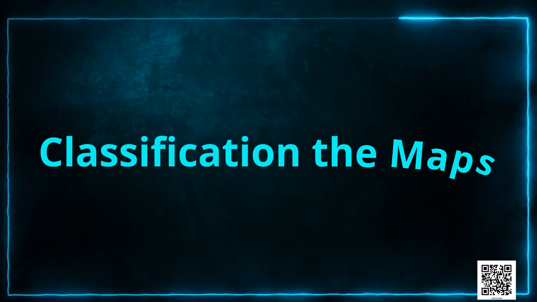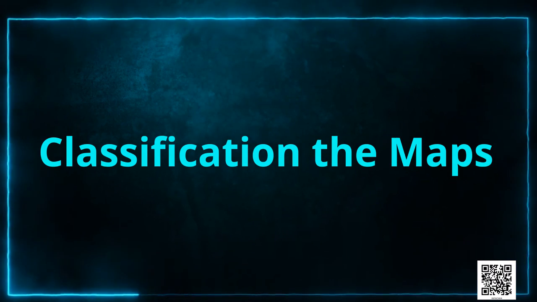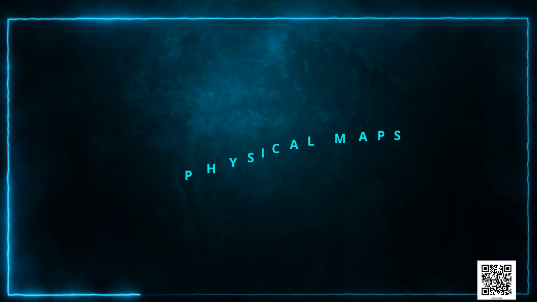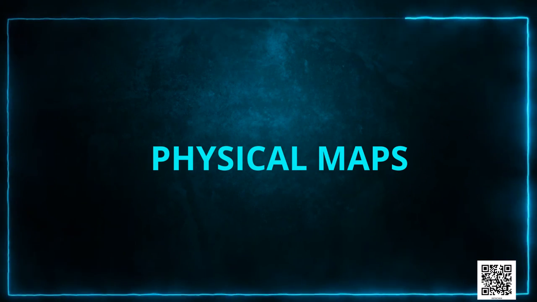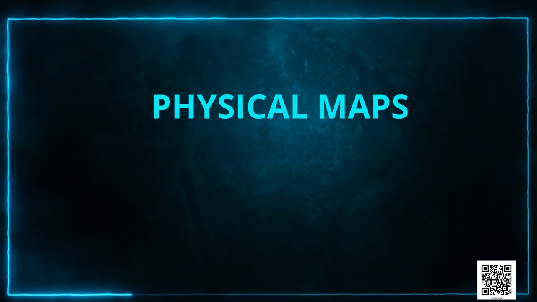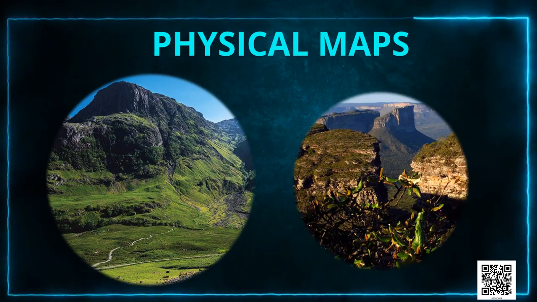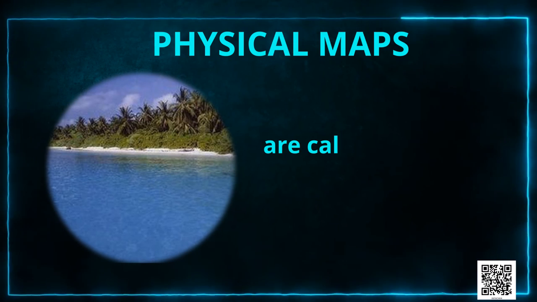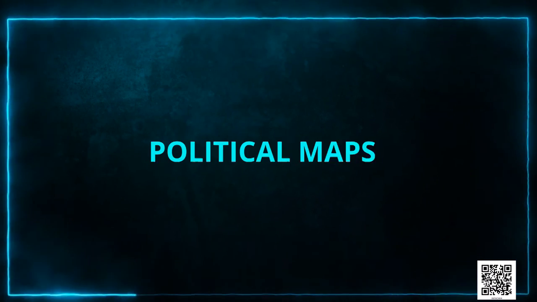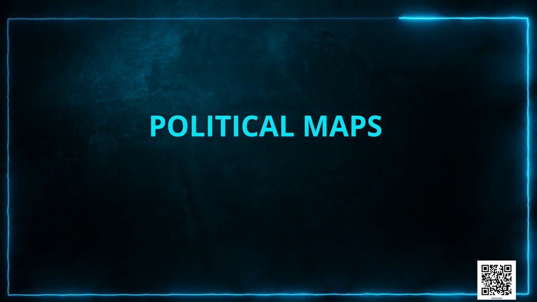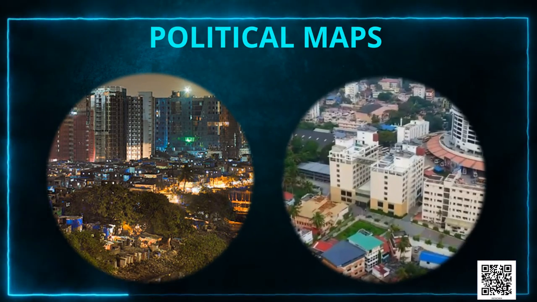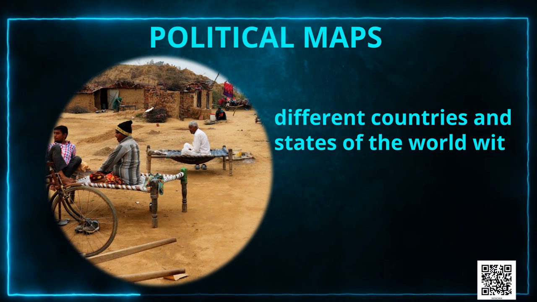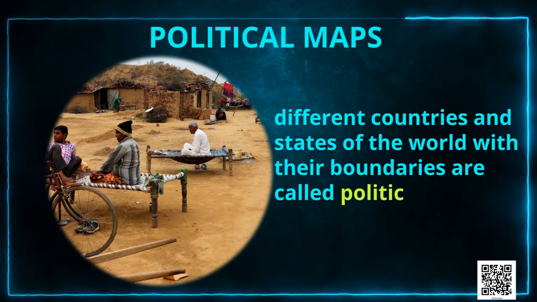So students, classification of maps is on the basis of function and on the basis of scale. Here we discuss on the basis of function. The first is physical map. Maps showing natural features of the earth such as mountains, plateaus, plains, rivers, oceans are called physical or relief maps. Second is political maps. Maps showing cities, towns and villages and different countries and states of the world with their boundaries are called political maps.